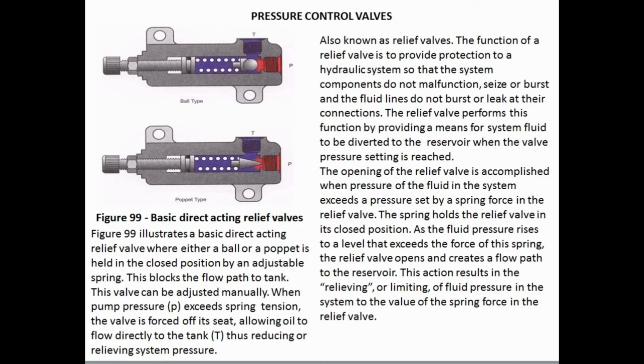Figure 99 illustrates the basic direct-acting relief valve where either a ball or a poppet is held in the closed position by an adjustable spring. This blocks the flow path to tank. This valve can be adjusted manually. When pump pressure, P, exceeds spring tension, the valve is forced off its seat, allowing oil to flow directly to the tank, T, thus reducing or relieving system pressure.